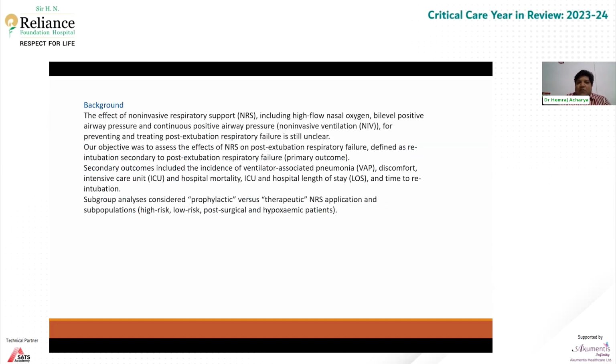So the background, what they have said, is that the effect of non-invasive respiratory support, that is either HFNC, bilevel airway, CPAP, or NIV, for preventing and treating post-extubation respiratory failure is still not clear. Their objective was to assess the effect of non-invasive respiratory support on post-extubation respiratory failure, defined as the re-intubation secondary to post-extubation respiratory failure. That is the primary outcome.